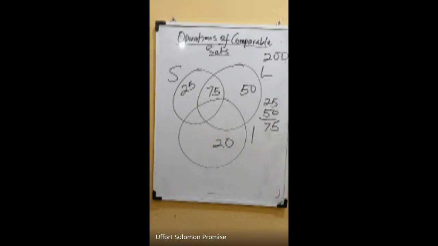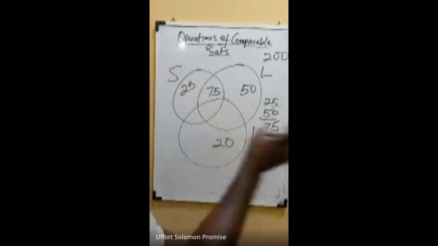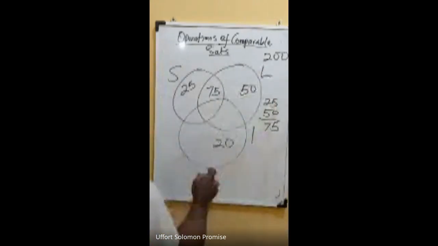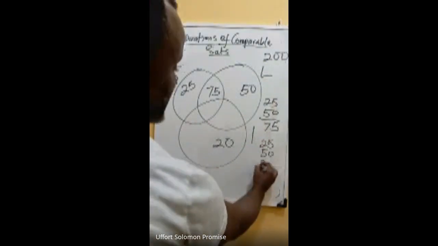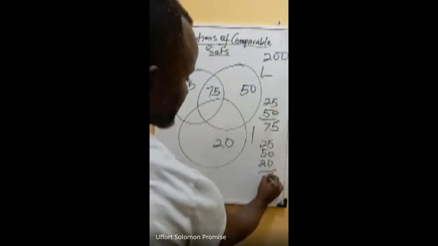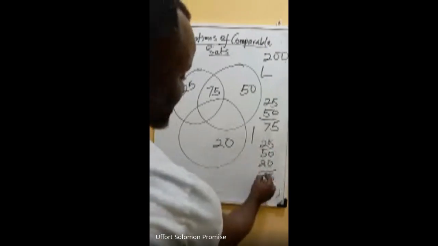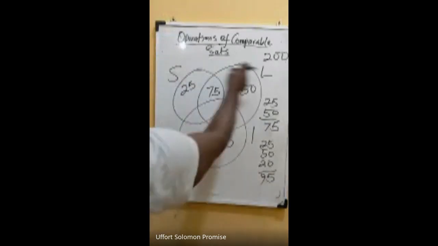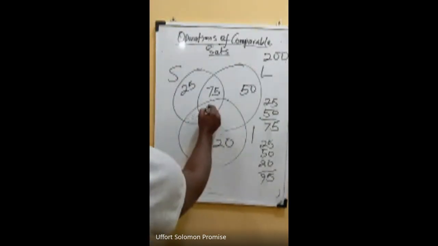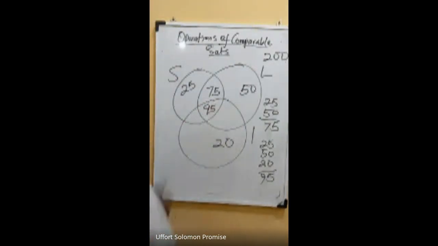So now I ask you, how many trucks were sent in total to all the state capitals, Sokoto, Lokoja, and Ikeja? What you do is 25 plus 50 plus 20. You get 95. So what you have here is the intersection of Sokoto, Lokoja, Ikeja. This point is 95.